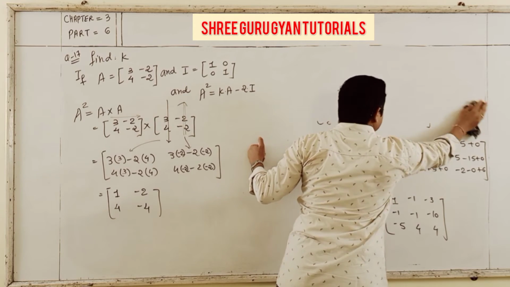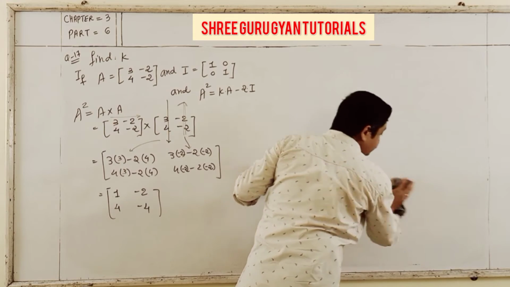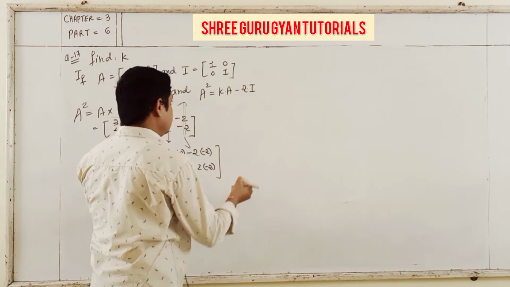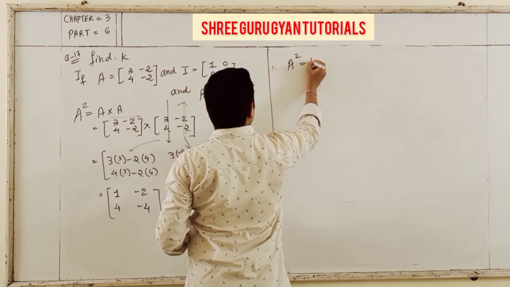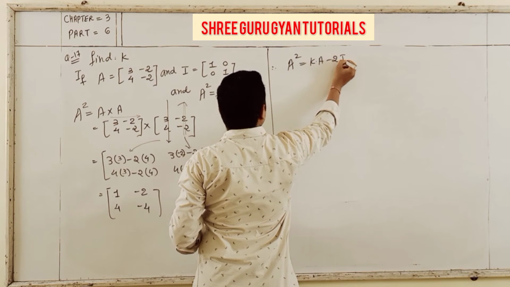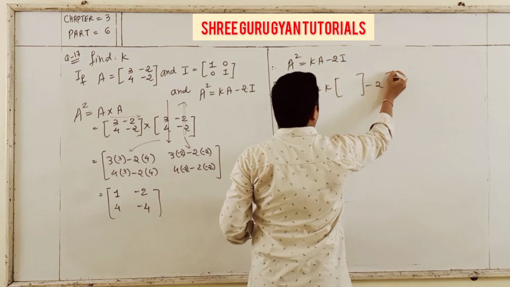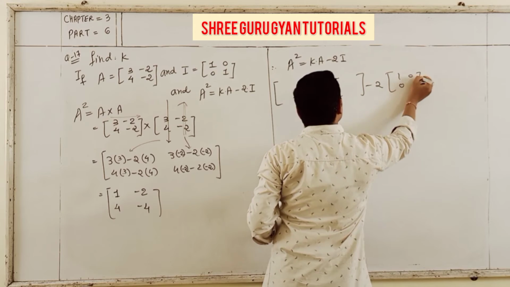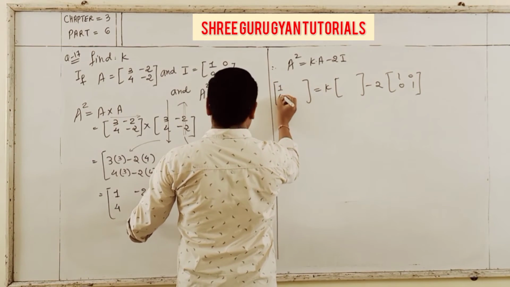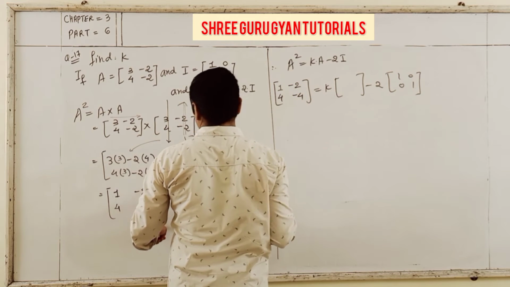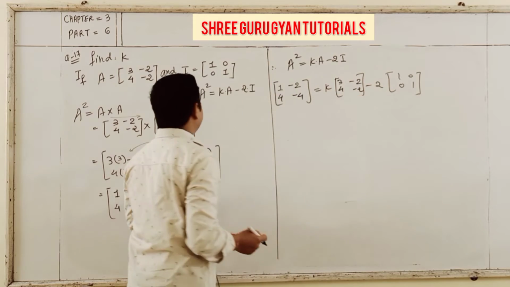And define A square values one by one. Therefore, A square is equal to kA minus 2I. A square is known, A is known, and I also know the identity 1, 0, 0, 1. A square is this one, students, 1, 4, minus 2, minus 2. And A is also known, 3, 4, minus 2, minus 2.